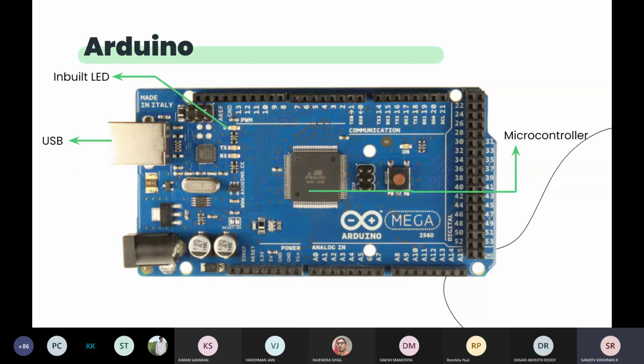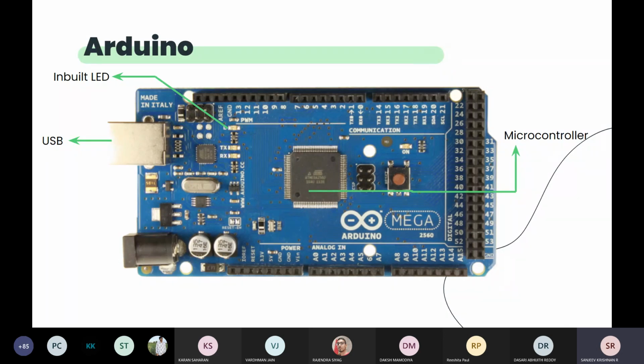So first of all, let's see a rough sketch of the Arduino board. This is a Mega board. There are many boards. There are three common boards. One is Arduino Mega, another one is Arduino Uno, and the smallest one is Arduino Nano. The difference is just the size, the number of pins, and the functionality.